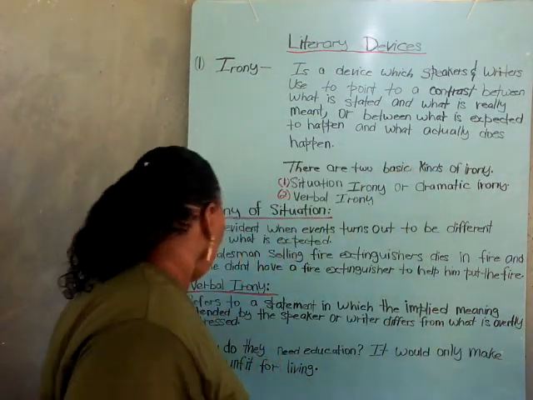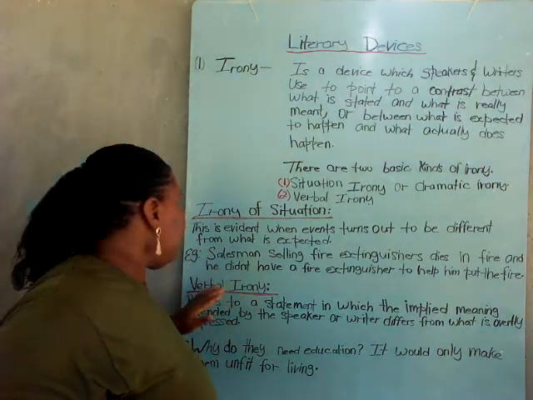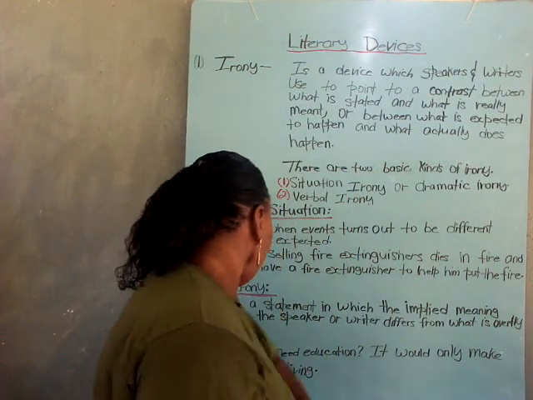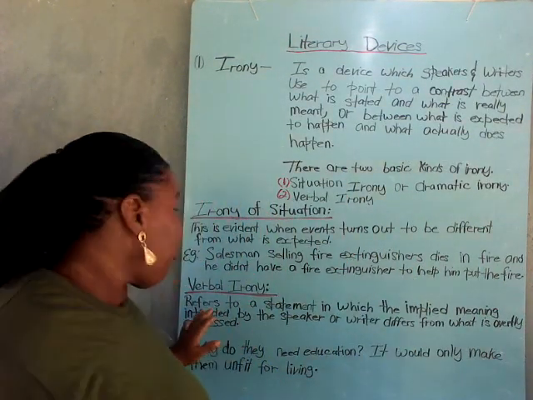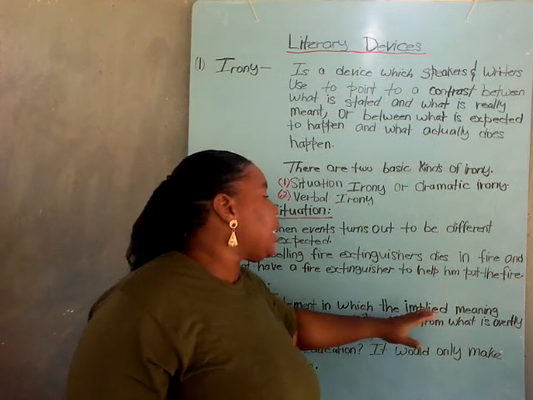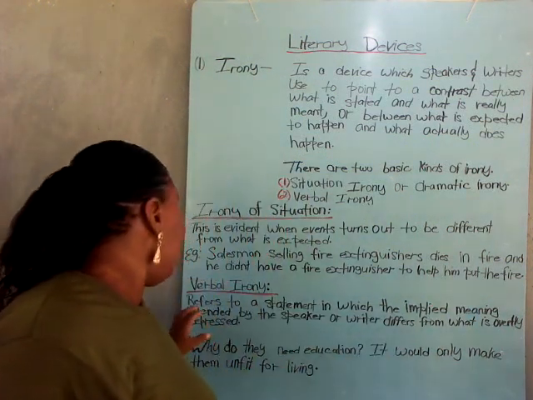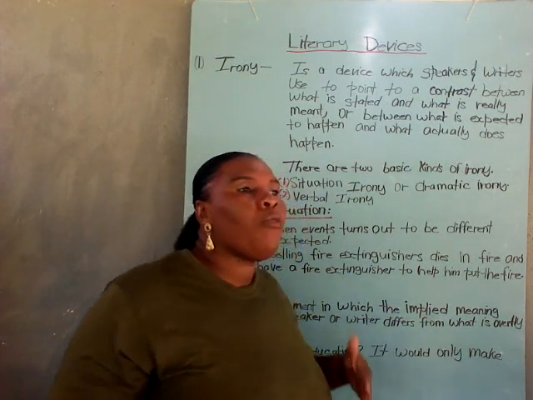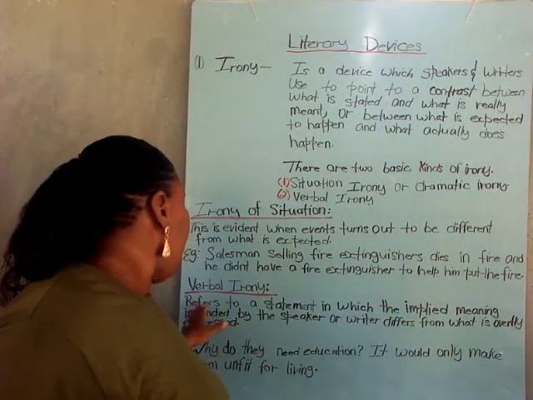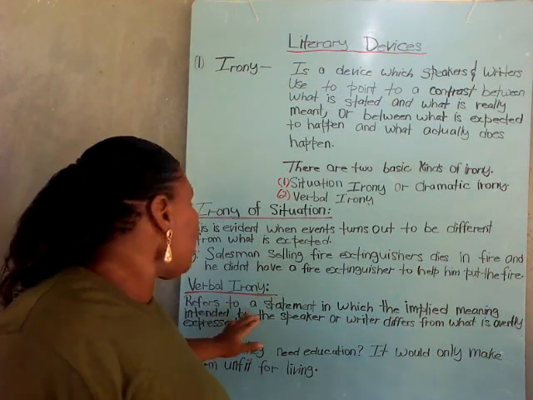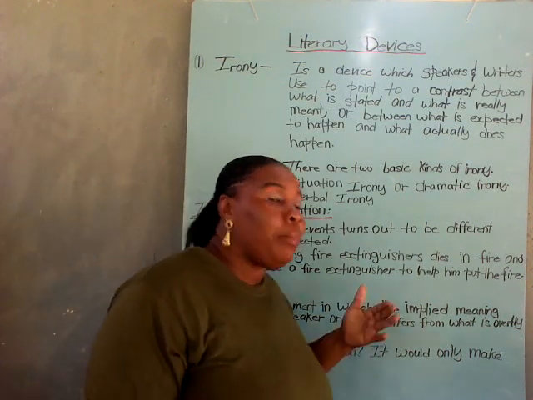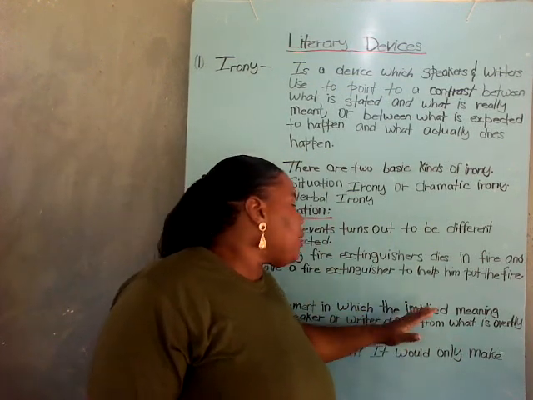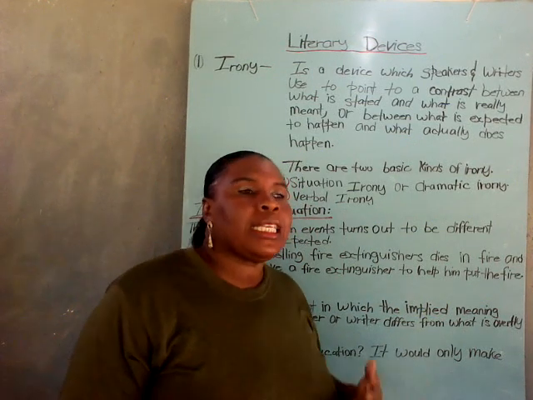The next type is verbal irony. Verbal irony refers to a statement in which the implied meaning intended by the speaker or the writer differs from what is overtly expressed.